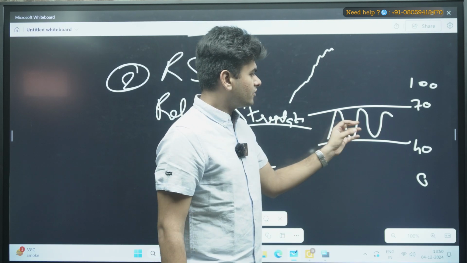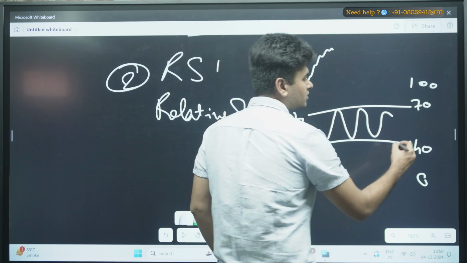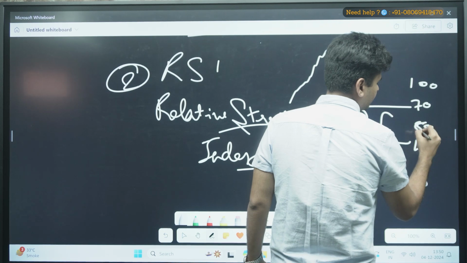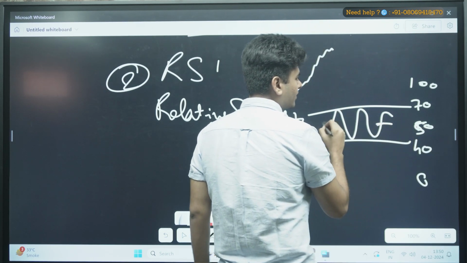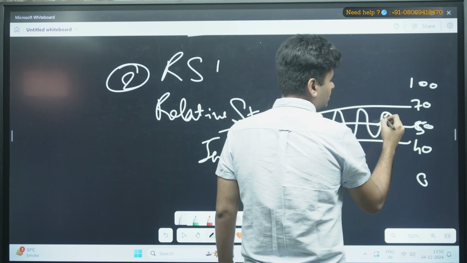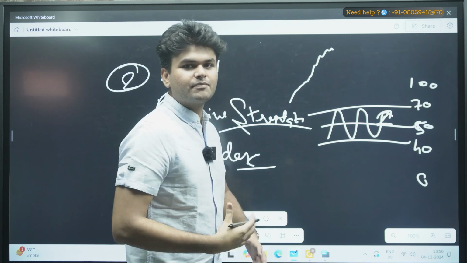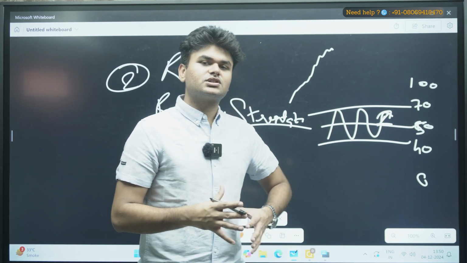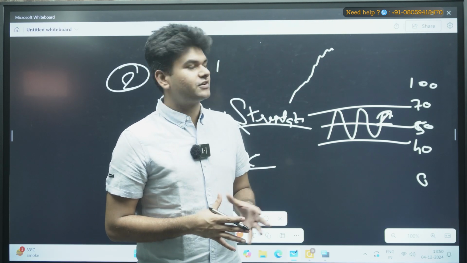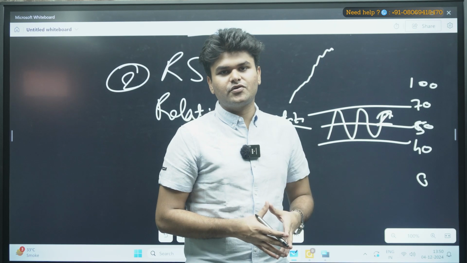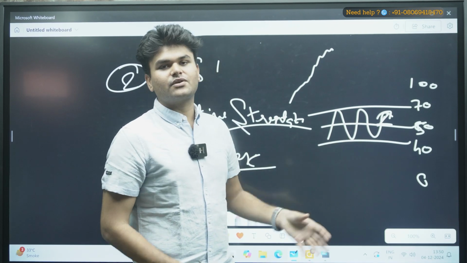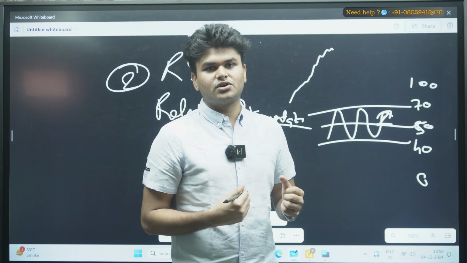So whenever you see RSI above 50, it is indicating that the price is moving with strength in the particular direction you are seeing. So somewhere you can also make entries. If the RSI is crossing above 50, you can take entries because the strength has increased in the particular direction.